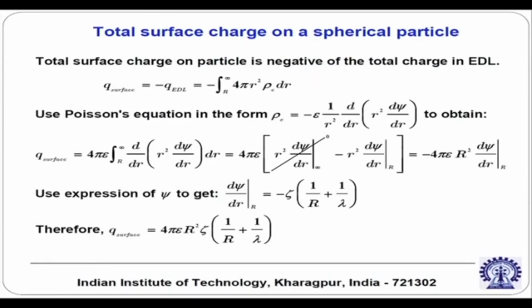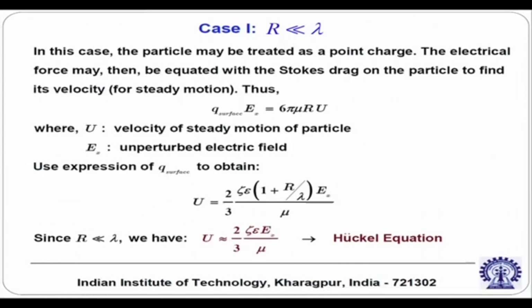The total surface charge on the particle we evaluated as the negative of the total charge in the double layer, and that was evaluated using the potential distribution. Then we got an expression for the total surface charge on the particle as a function of the zeta potential, which is given in the last equation of the slide. Now, we considered a case 1. There are several limiting cases, so let us come to the board to explain the cases.